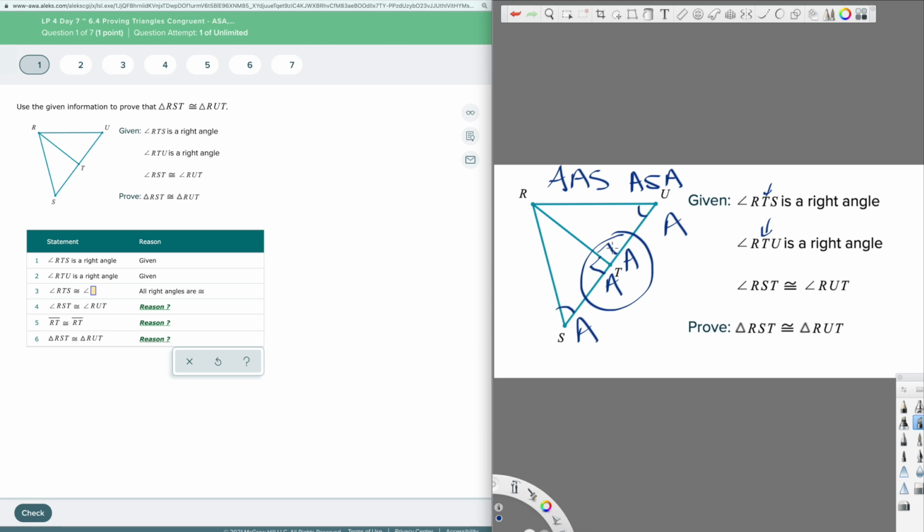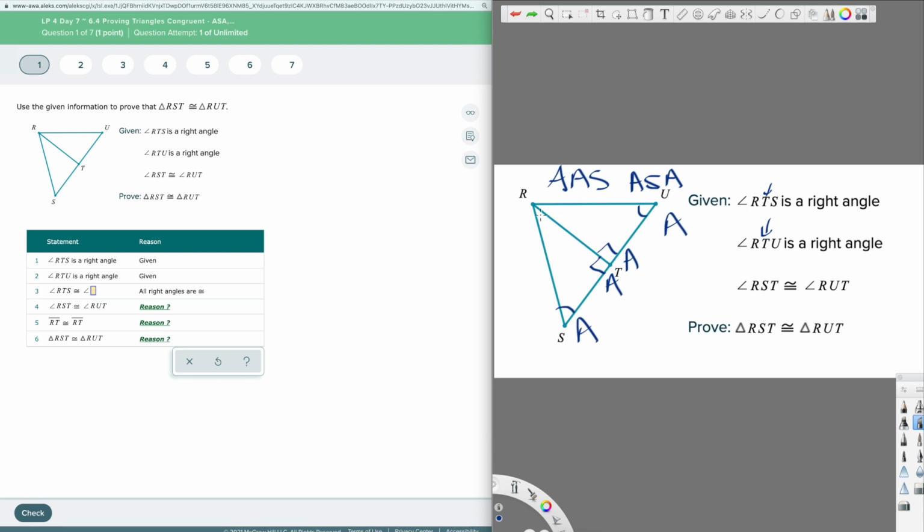And we can see over here, if we look at the proof, that they do talk about these two angles, because all right angles are congruent to each other. I know right angle means 90 degrees. If they're both 90 degrees, then they must be equal to each other. So again, I'm going to have to define that and say, okay, what do I actually know from those words? So I have angle, angle.